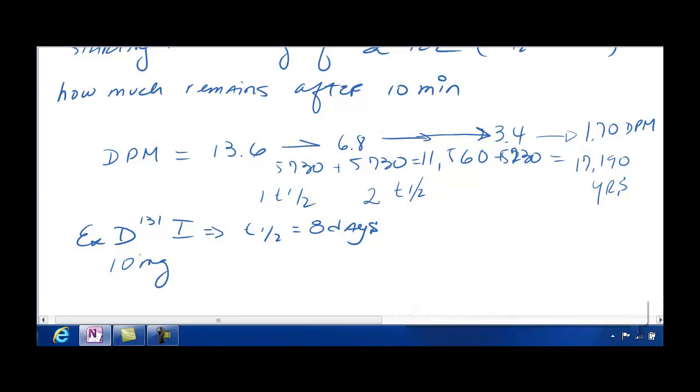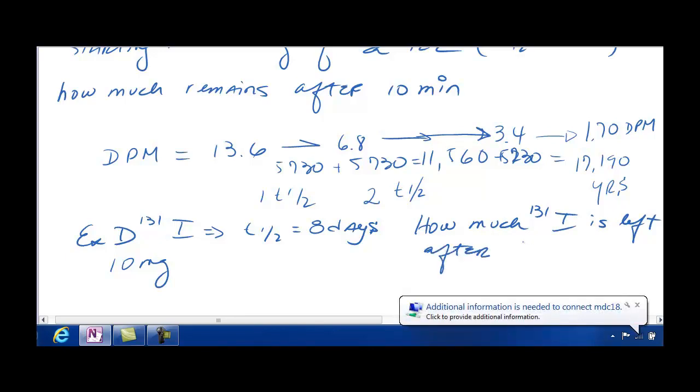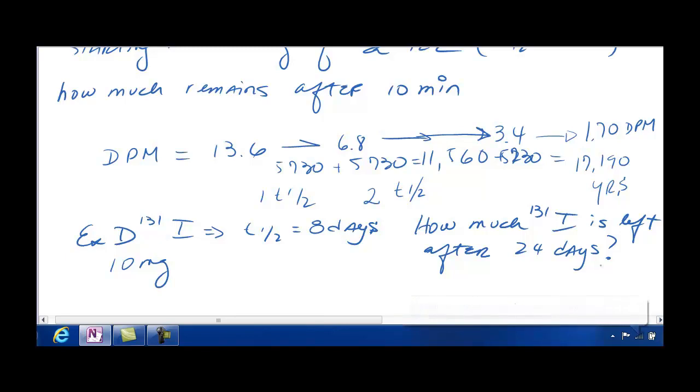How do you do this? Okay, if the half-life is 8 days, how much iodine-131 is left after 24 days? And in the lettered examples, we don't look at the answers. Yes, the answers are there, and I don't want them. I want my brain to work. So what do we do? You tell me.